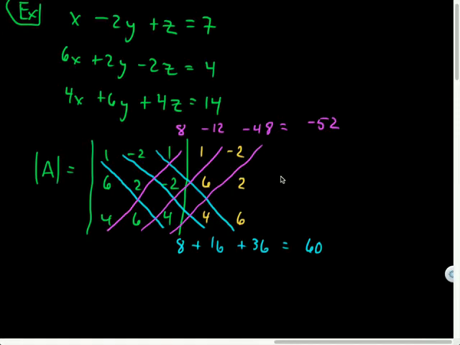Okay. So this is equal to 60 minus that negative 52, right? So that's plus 52. So that's going to be what? 112. Did I do that right? I think so. I believe so. Yeah, I think so. I'm counting it. All right.